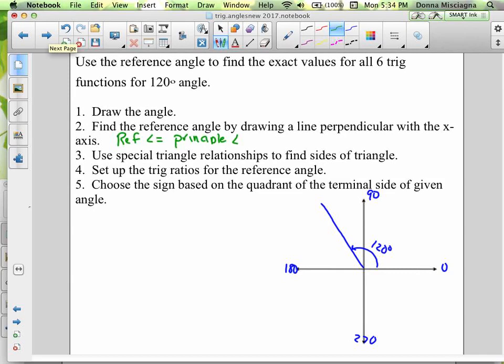The reference angle equals the principal angle, excuse me, I'm thinking of the third quadrant. The reference angle equals, and we're in degrees, 180 minus the principal angle. So in the first quadrant, the principal angle is the reference angle. He's his own reference angle. In the second quadrant, we take 180 and we subtract the principal angle. In the third quadrant, we subtract 180 from the principal angle. And in the fourth quadrant, we subtract from 360.